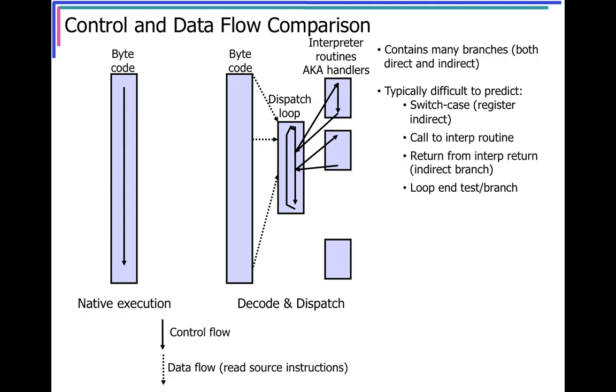And in the very end, when we have to loop back around to the interpreter loop, we have to do a conditional test and branch, which is also hard to predict, although easier to predict than the others. Because typically we're going to stay in the loop rather than exit out, because we're only going to exit out when the program is done.